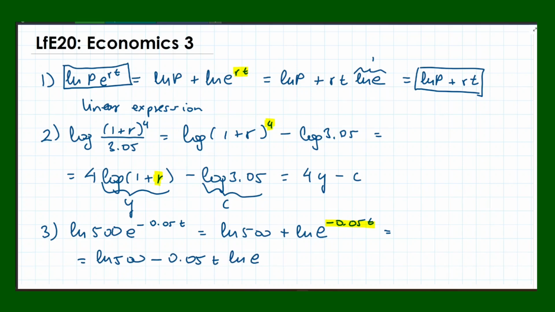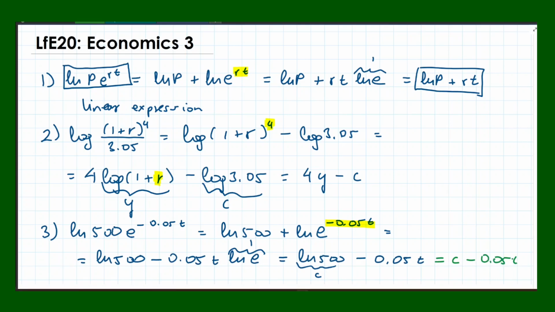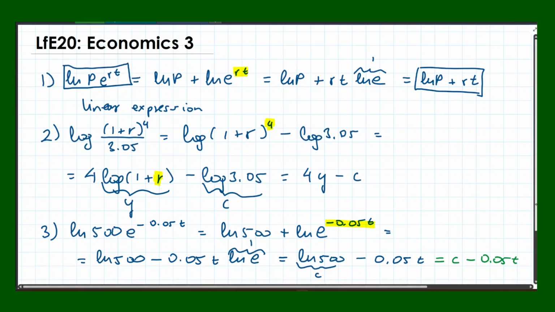Again, what do we remember about ln of e? That's always equal to 1. So the simplest possible version of this expression is ln 500 minus 0.05t. And remember, ln 500 is just a number. I'm just going to call it c because it's a constant number. So again, this can be treated as a simple decreasing linear expression. Now we are more than halfway through the practice questions.